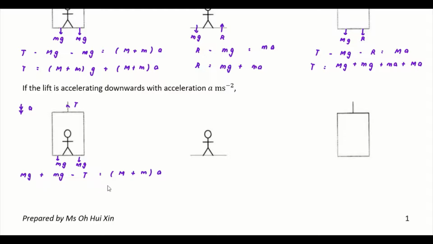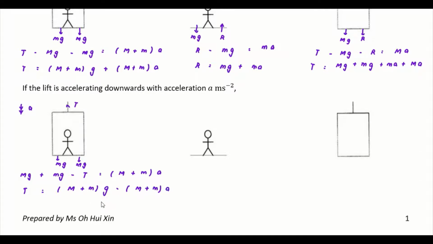So F equals ma. Now same thing, let's try to rearrange it and see what we get. So T will be equal to... when you try to move this, we move the negative T to the other side, move this in front. What you realize here is we try to do the factorization as well. So we get (M plus m)g, then minus (M plus m)a.